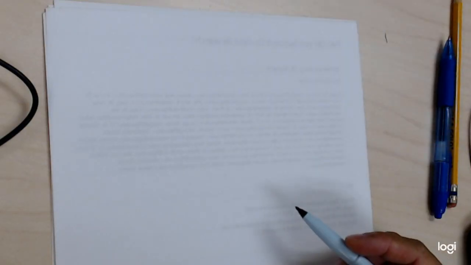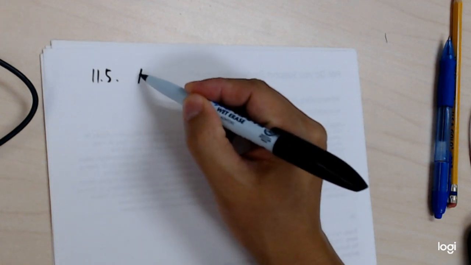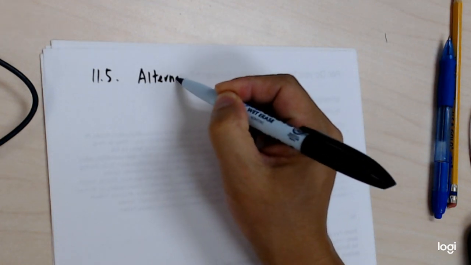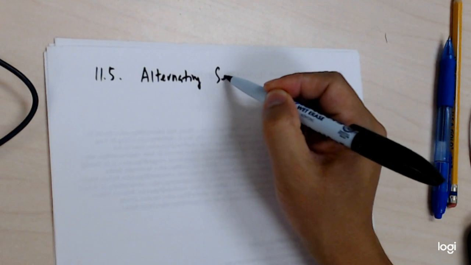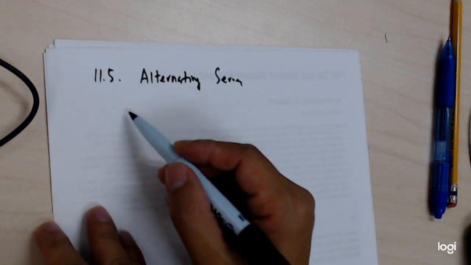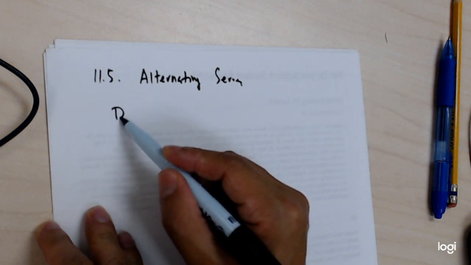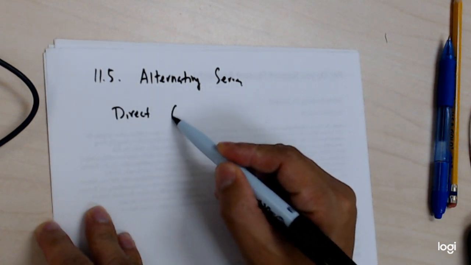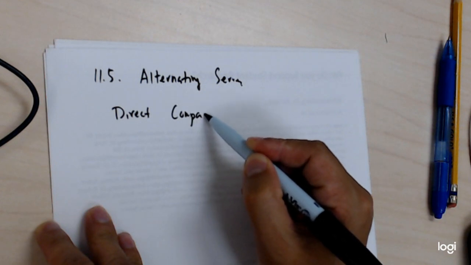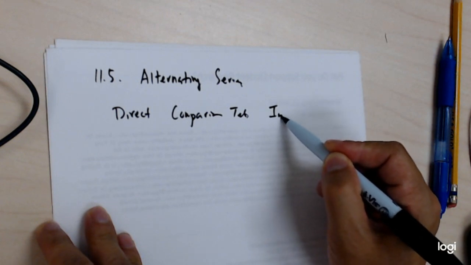So this is a short segment on what we call alternating series. First of all, let me remind you that all the tests that we learned so far, the direct comparison test, the integral test.